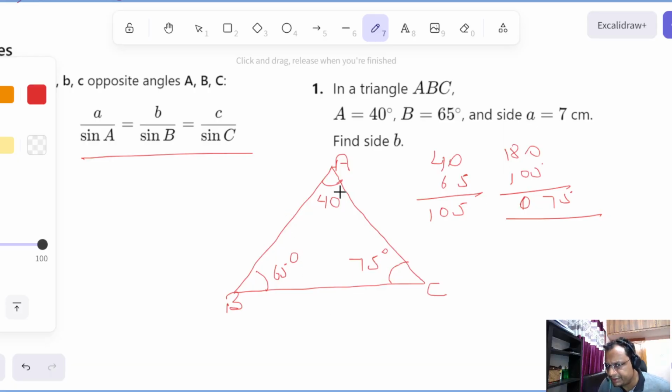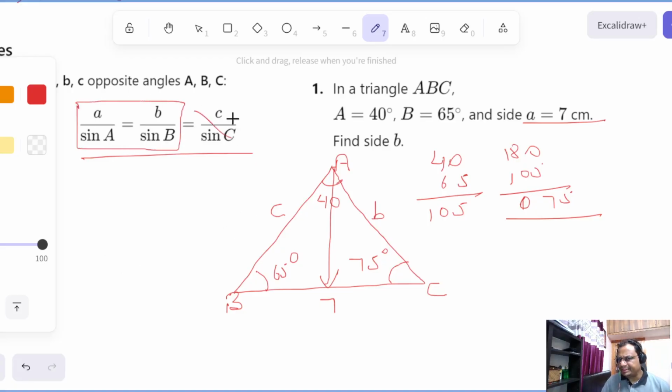Side a is 7. Small a is the side opposite to angle A. Similarly, this will be b and this will be c. So they're asking us to find b. So what we'll do is we only use this part of the sine law. We don't need this because we don't even have to find out c. They're just asking us to find b. So all we have to write is a upon sine A equal to b upon sine B.